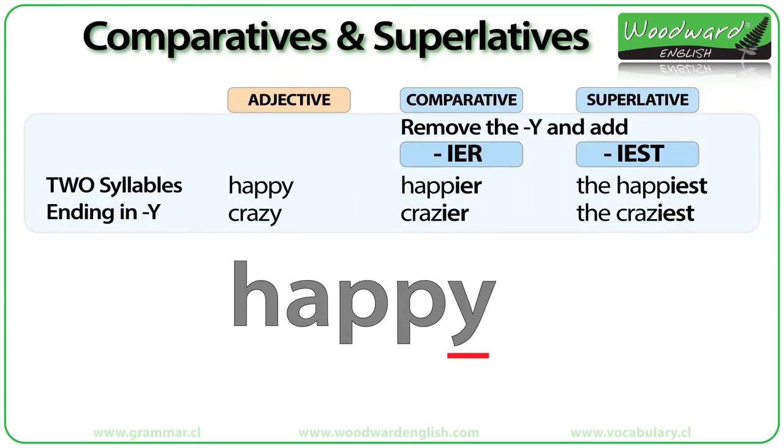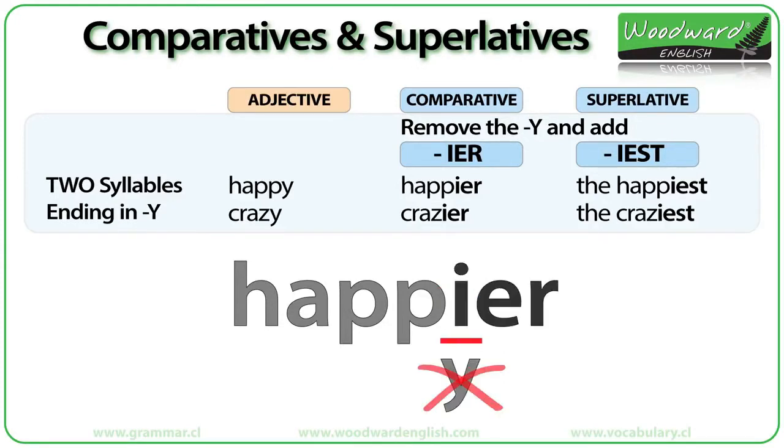When an adjective has 2 syllables, such as happy or crazy, and the adjective also ends in the letter y, we remove the y and add ier for the comparative. So happy becomes happier. For the superlative, we also remove the y and we add iest. So happy becomes the happiest. Crazy becomes crazier and the craziest.